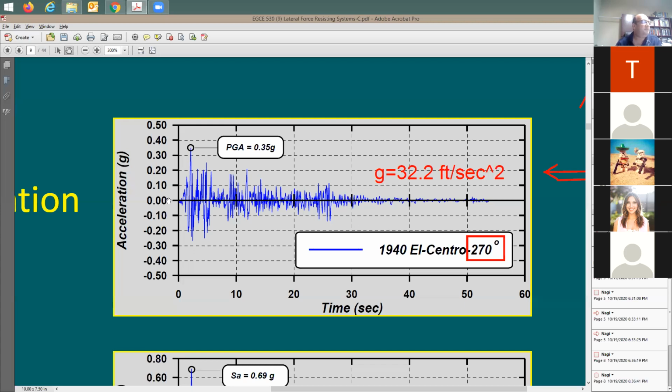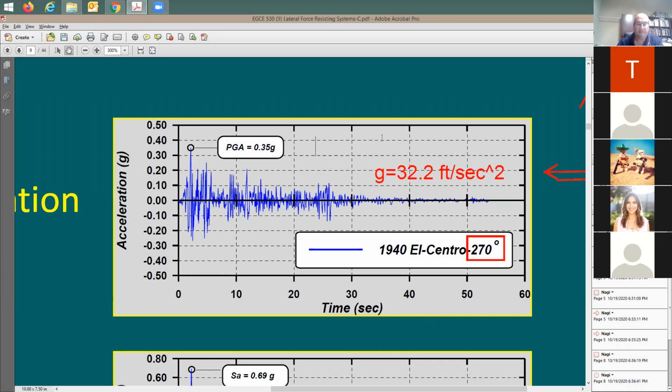Okay, this means this is going to be 16.1, this value here. But we'd like to keep it as a fraction of G for our business. The maximum acceleration, now this acceleration, not of the building, this acceleration of the site, was equal to 0.35 times G. We call this peak ground acceleration. So let me write it down here.